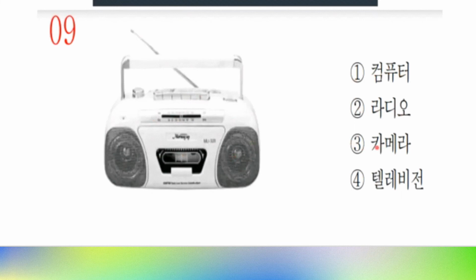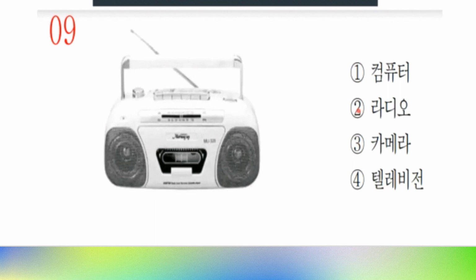Number 3 is camera. Camera, sa English, same. And then number 4 is television. Korean, television. Okay, so the answer is radio. Number 9 is number 2 ang sagot, radio.